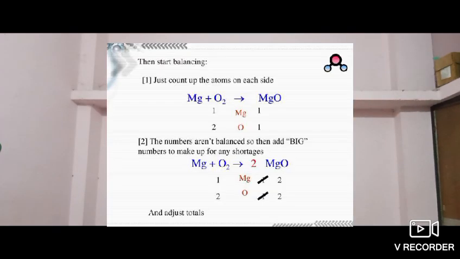If there is more than one reactant or product involved in any chemical reaction, we use plus as a symbol on both sides. There is an arrow sign between reactant and product which explains the direction of the reaction. For example, Mg plus O2 arrow MgO.